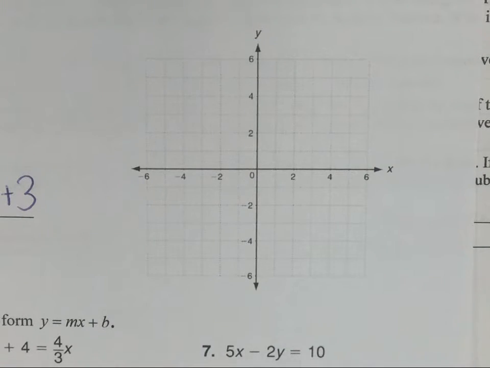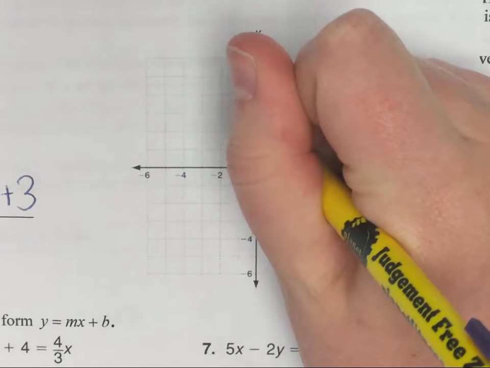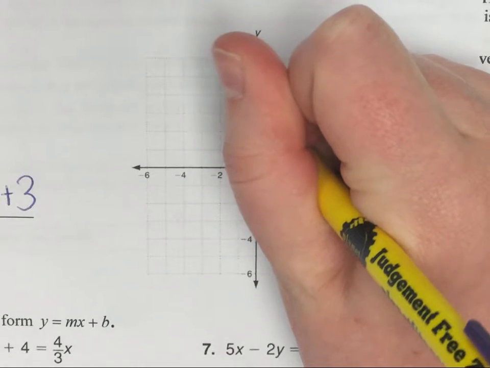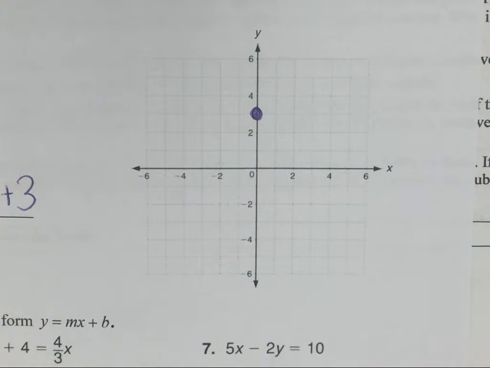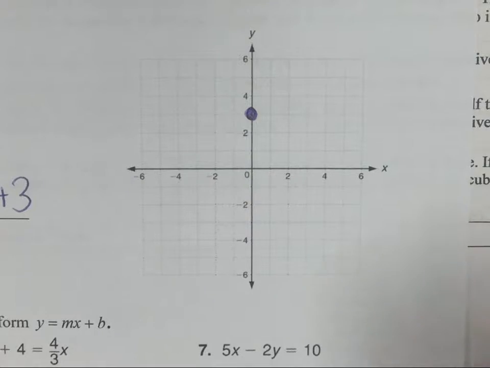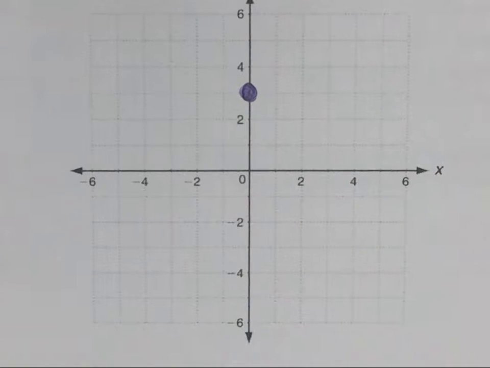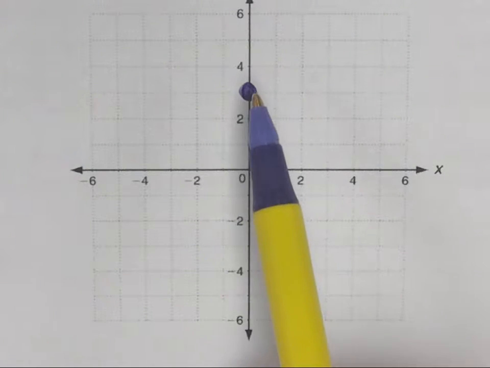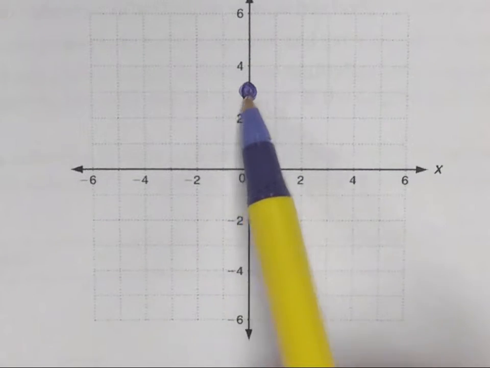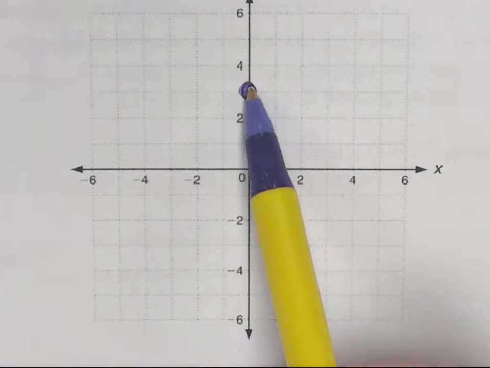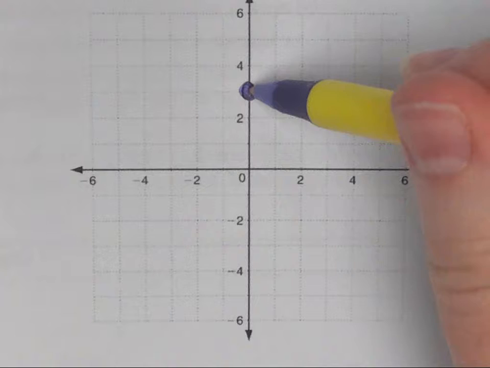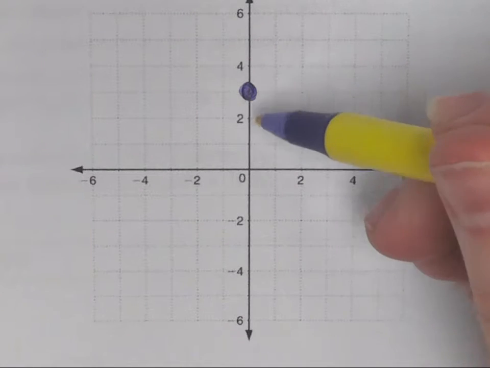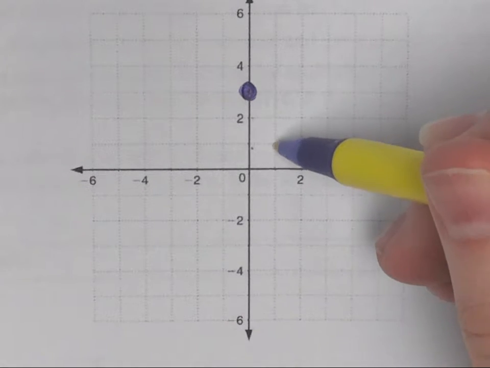On the y-axis. Very good. On that y-axis at 3. So we're going up 3 and putting a point. And I know these grids didn't copy very well. So just look carefully. And if our slope is -2 over 1, that means we are going down 2 and right 1.